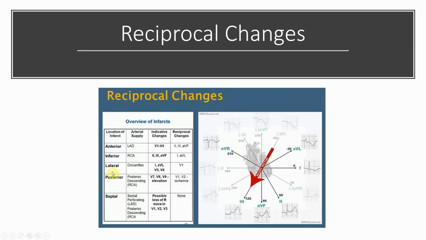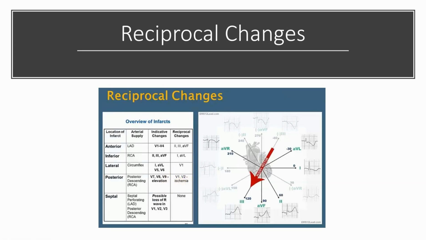Now, what about the posterior leads? Let's ignore this one and let's ignore septal for now. What about the posterior section of the heart? Well, we don't have any leads on a standard 12 lead that looks at the backside of the heart. So what are we looking for to clue us in that we're having a posterior MI? Well, we look for depression or ischemia. They call it ischemia, but what it really is, most likely, is reciprocal changes to the posterior MI.